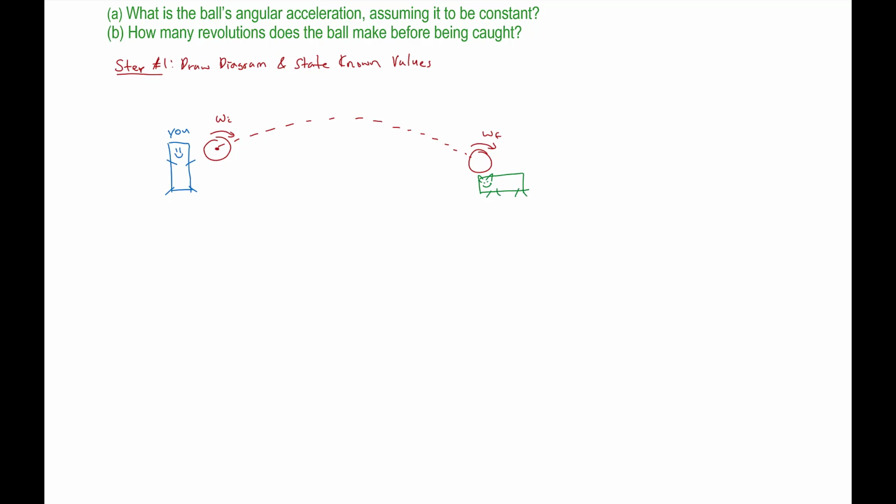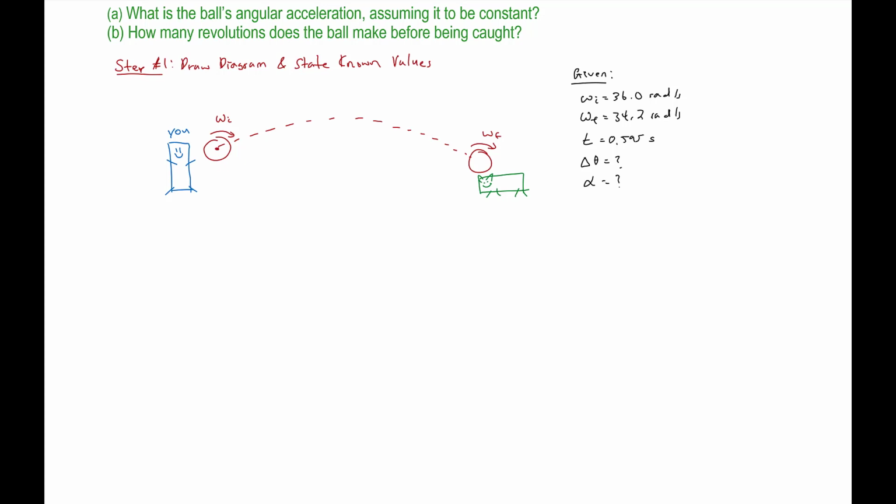So let's write down what values we're given. We have omega I being equal to 36.0 radians per second, omega F being equal to 34.2 radians per second, t being equal to 0.595 seconds, delta theta equal to an unknown amount, and this is for part B, and we need to solve alpha for part A.